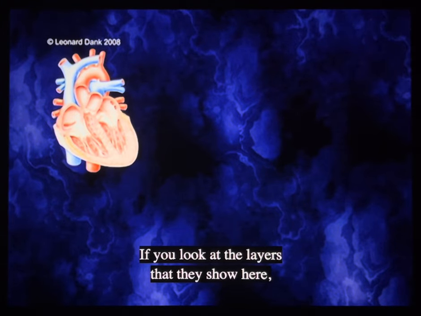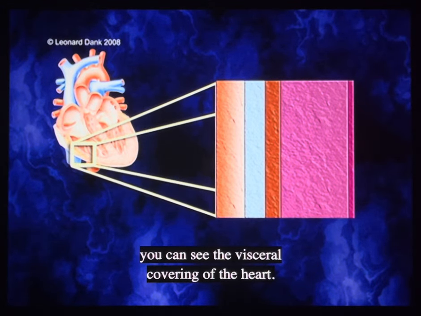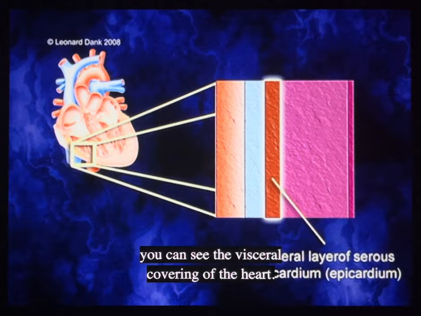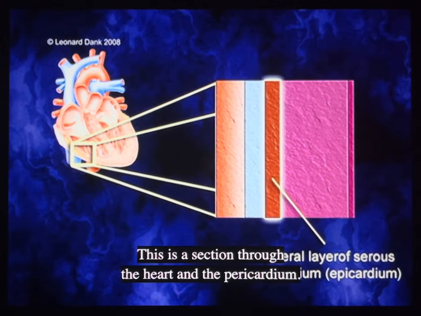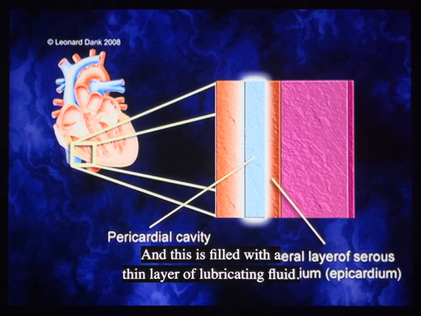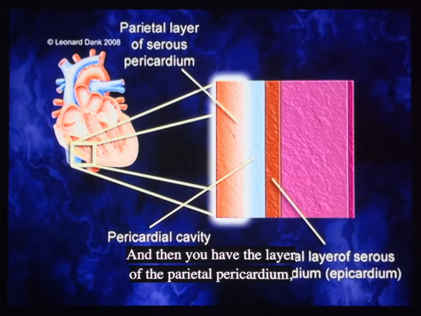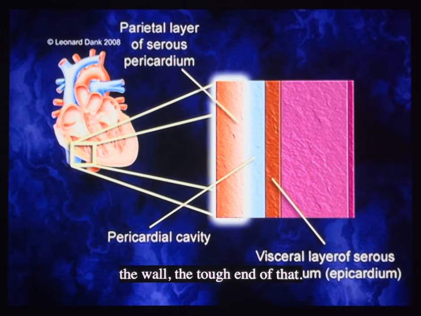If you look at the layers that they show here, you can see the visceral covering of the heart. This is a section through the heart and the pericardium. Here's the cavity. It's only the potential space. And this is filled with a thin layer of lubricating fluid that's regenerated and renewed all the time. And then you have the layer of the parietal pericardium, the wall, the tough end of that.